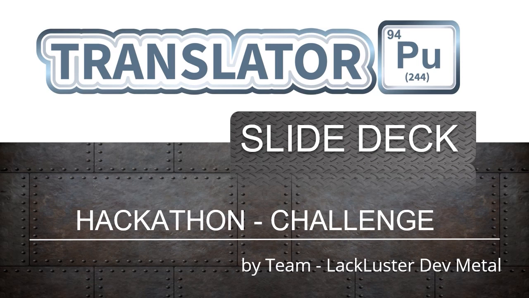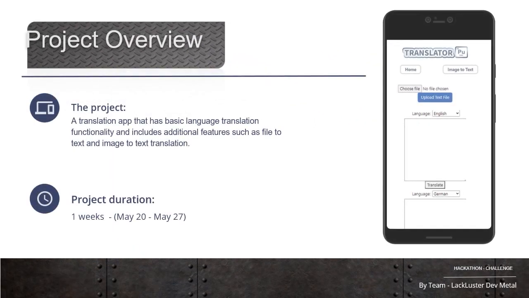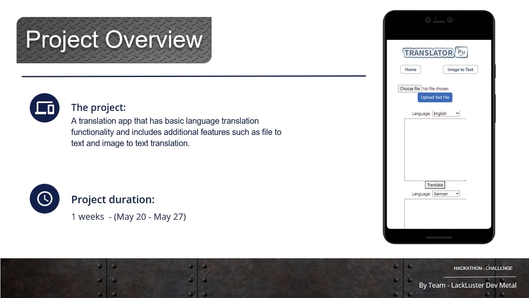We are Team Lackluster Dev Metal, consisting of Alexandria M, Liam D, Kung Sonny Cow, and myself, Jim Lister. Project Overview. The project: a translation app that has basic language translation functionality and includes additional features such as file-to-text and image-to-text translation. The project duration was approximately 1 week, from May 20 to May 27.